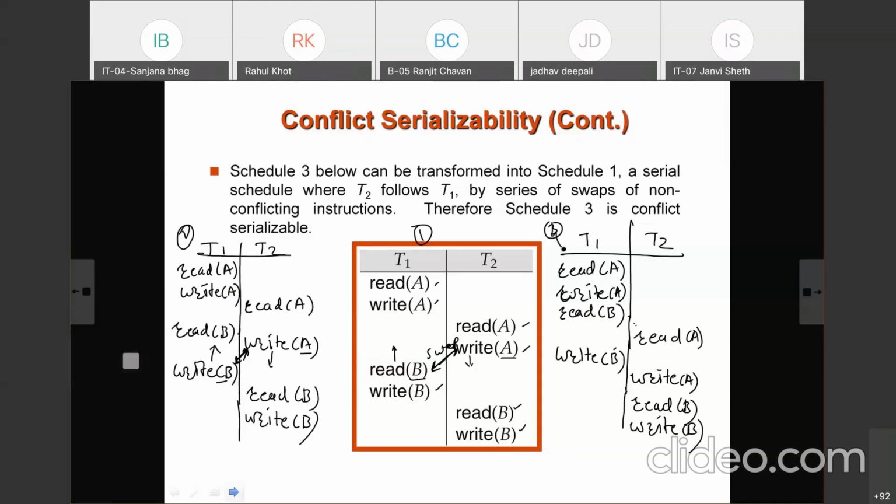Now, can I swap these two instructions? Yes or no? Anyone else? Only Sakshit and Rohit are giving the answers. What about the others? Can I swap these two instructions?